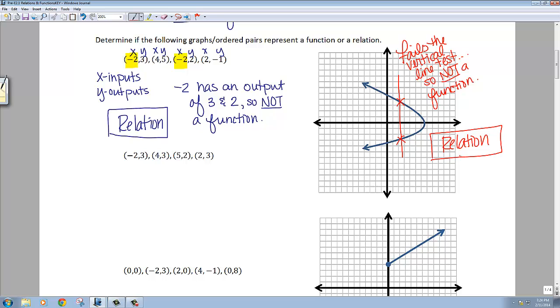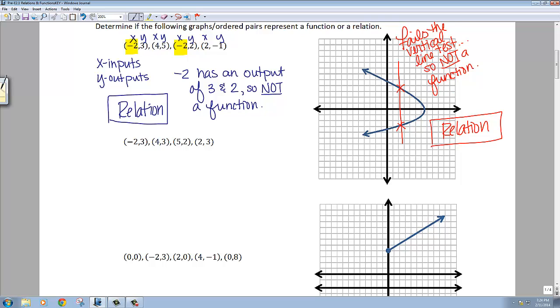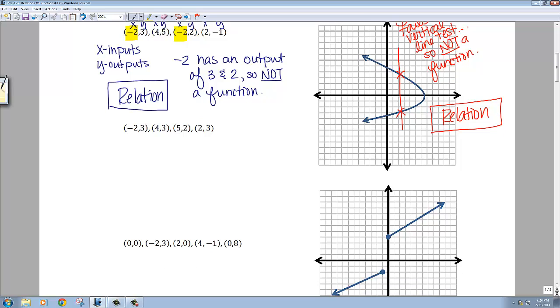Okay, I'm going to do the same thing on the next set of ordered pairs, going down the sheet just a little bit. Here I have the ordered pairs -2, 3, 4, 3, 5, 2, and 2, 3. So remember, again, we're only looking at our inputs. So if I look at every single input here, are any of them repeated? None of them are repeated, right? They're all different numbers. I have -2, 4, 5, and 2. So since every single input has only one output, then we can say this is a function.